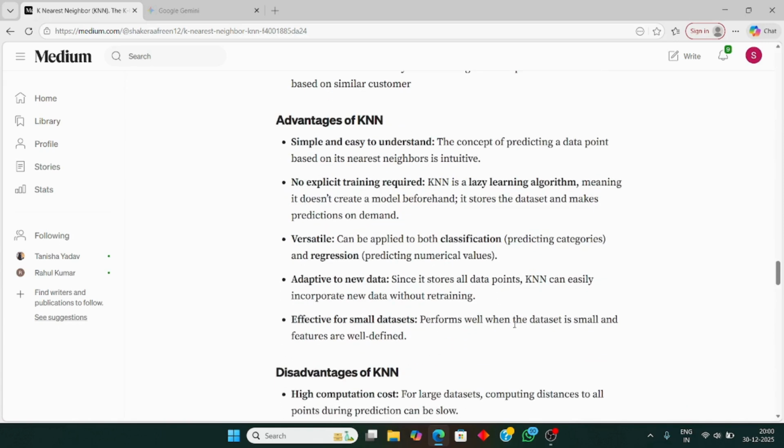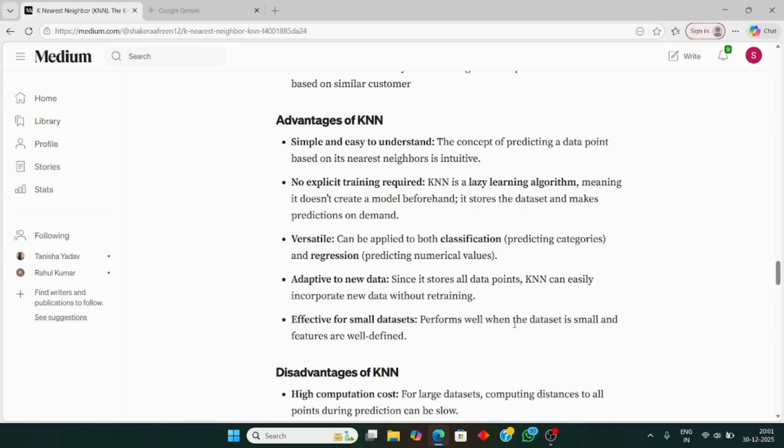Now, the advantages are that it is simple and very easy to understand, and it is an easy learning algorithm. We don't need to build any model beforehand; it just stores the dataset and makes predictions on demand. It is also versatile because it can be used for both classification and regression.